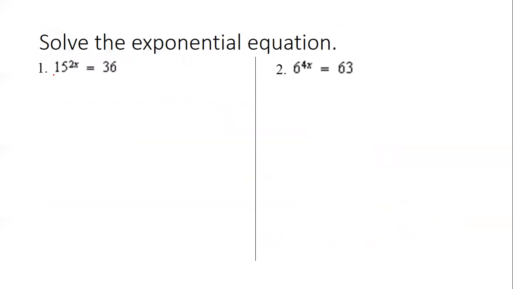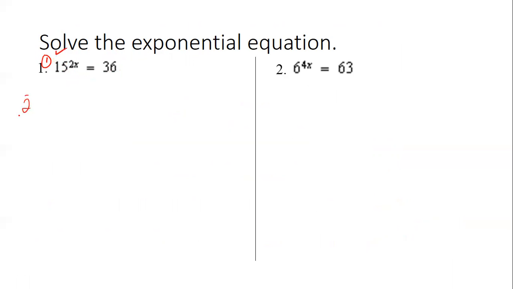So for example, we have 15 to the 2x equals 36. There's no way that I can have 15 and 36 have a common base, right? Because they're not repeated powers, well, repeated multiplication. So step 1 is to make sure that there's only one term on each side. Is there only one term on each side? Yes, there is. So we're good to go.